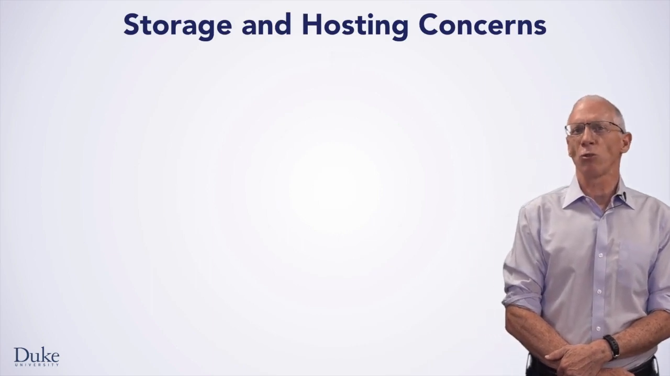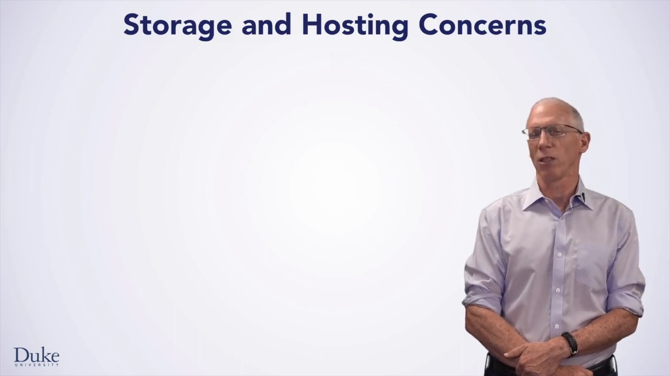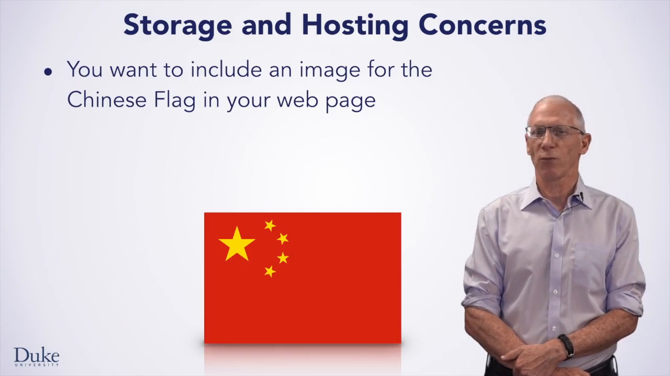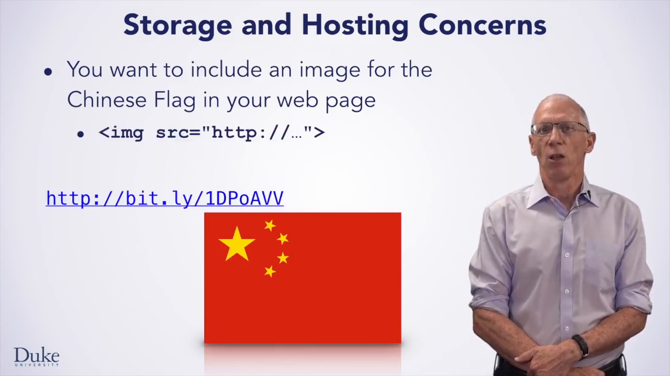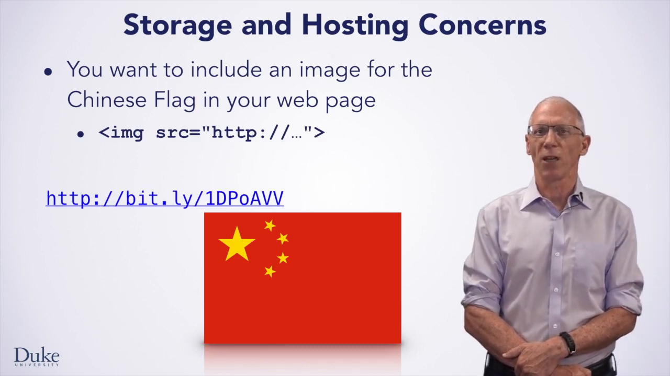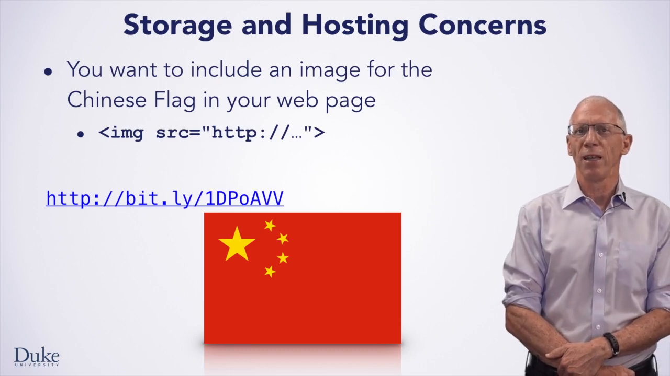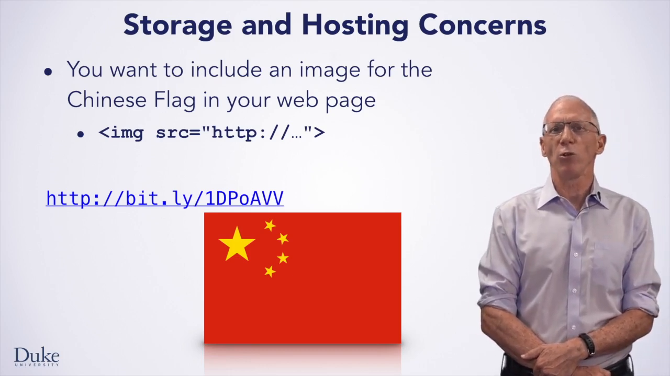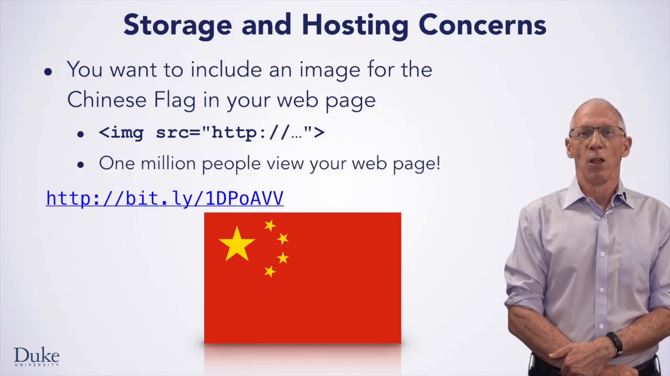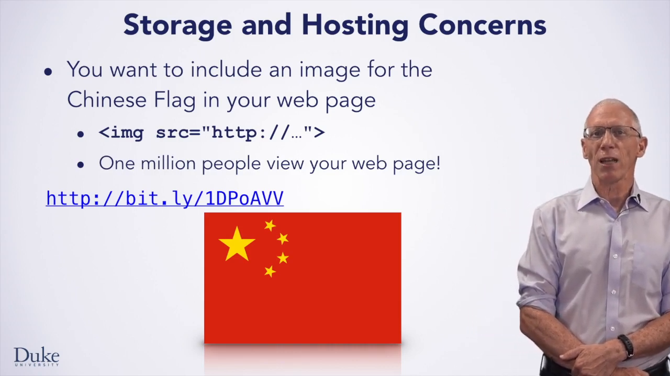In addition to usage rights, using images on web pages you create may have image storage and hosting concerns. For example, suppose you want to include an image of the Chinese flag on a web page you create. You may use Google Image Search to find a URL that you can use with the source argument of an img tag, and you may take steps to ensure that the image of the flag you find is in the public domain, so there are no usage rights concerns. The URL shown here is for just such an image. You've done great. You've properly concerned yourself about usage rights, and you've created a really nice web page.